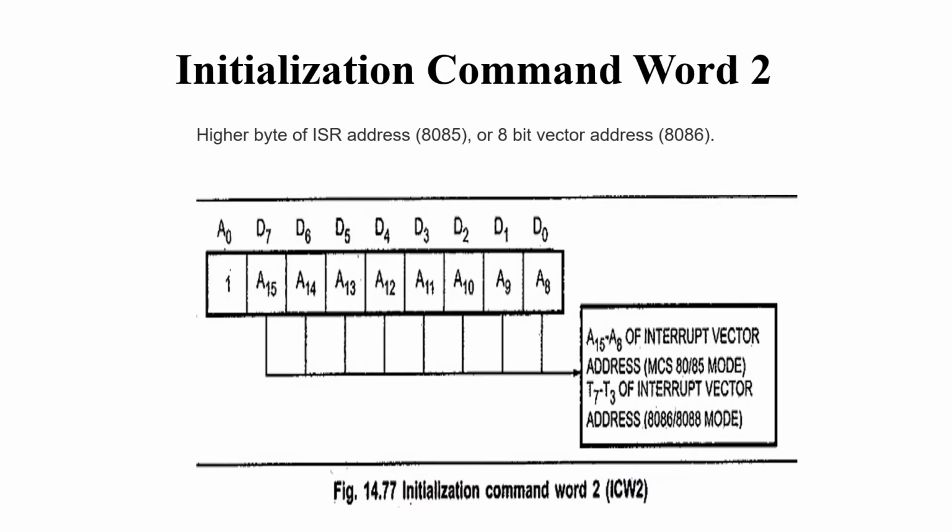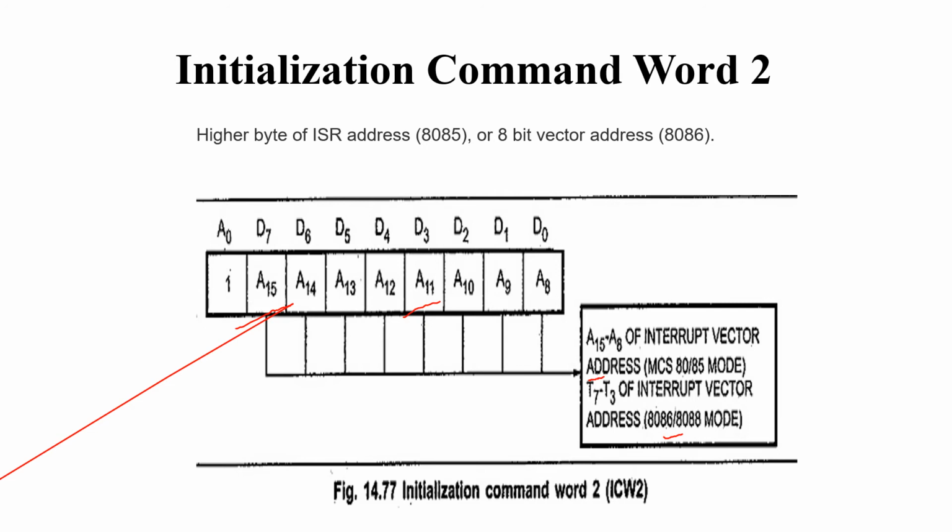This is the initialization command word 2 of Programmable Interrupt Controller PIC 8259. When 8259 is interfaced with microprocessor 8085, these D0 to D7 data bits are providing the higher byte of interrupt vector address, and when this 8259 is interfaced with 8086 microprocessor, these D3 to D7 data bits are providing T7 to T3 address of interrupt vector address.